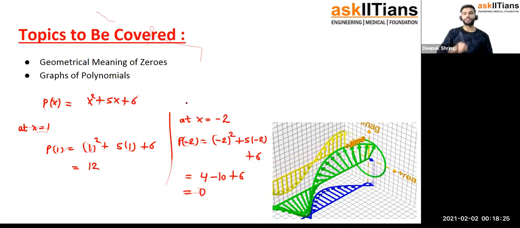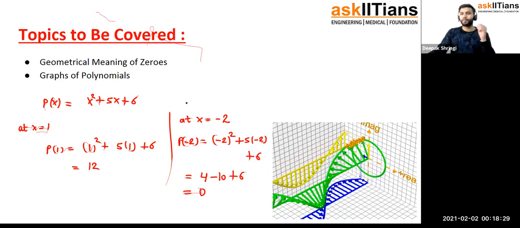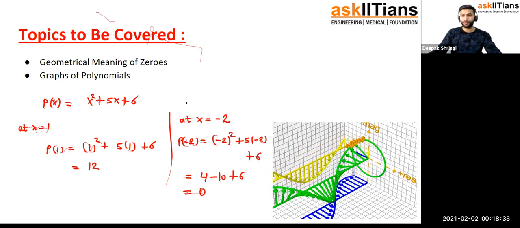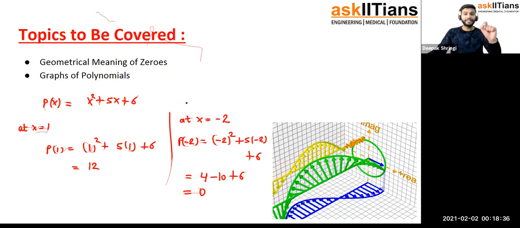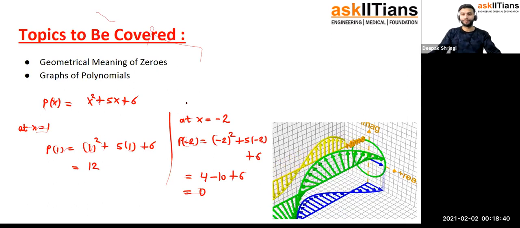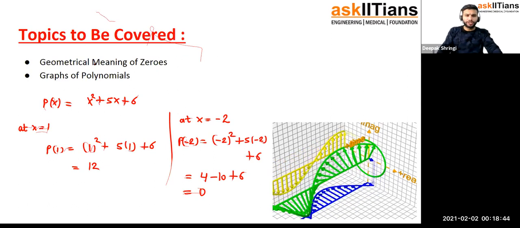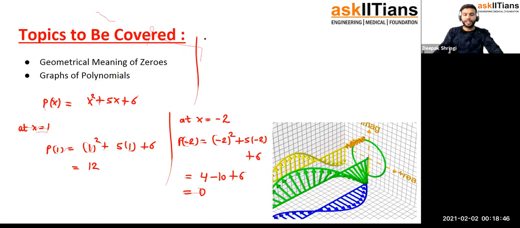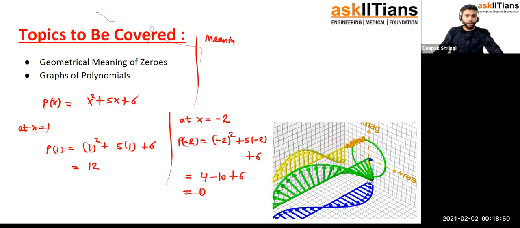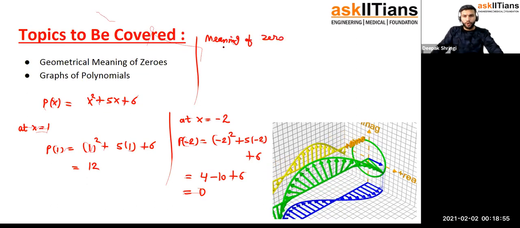And here comes the concept. What is happening when I am putting x equals -2? I'm getting the value of the polynomial as 0. So here x equals -2 is called a zero of the polynomial. Let's try to understand the definition. I will not say the geometrical meaning right now. I'm just telling you the meaning of zeros.